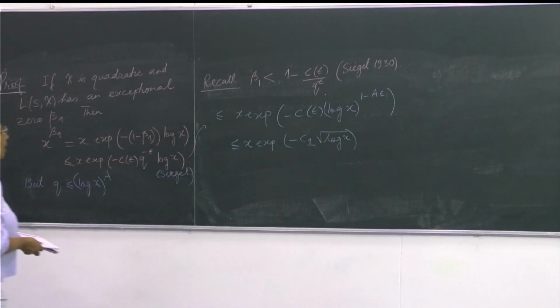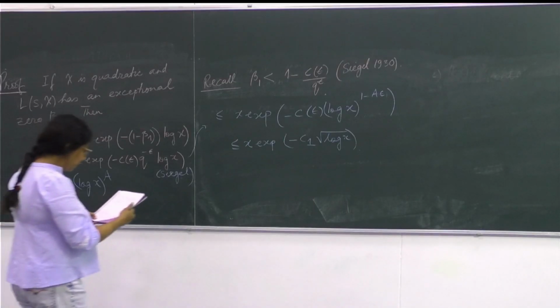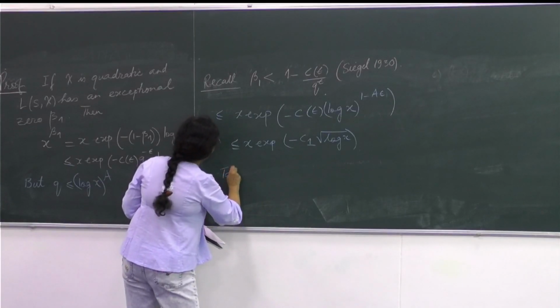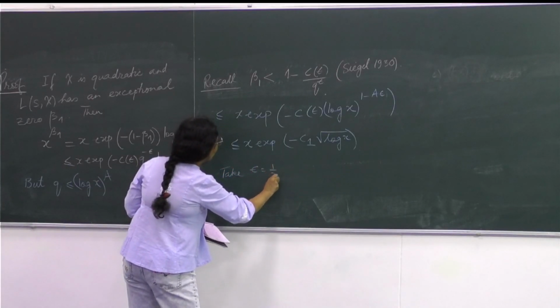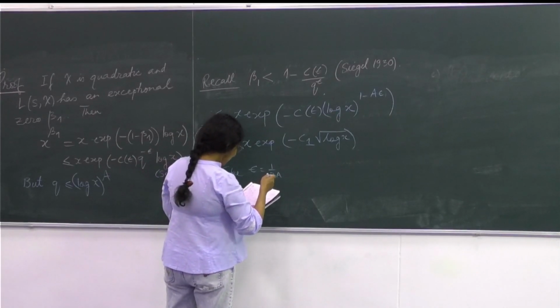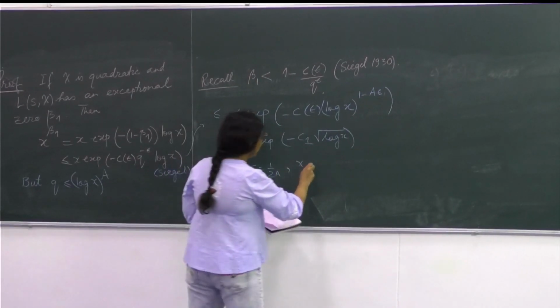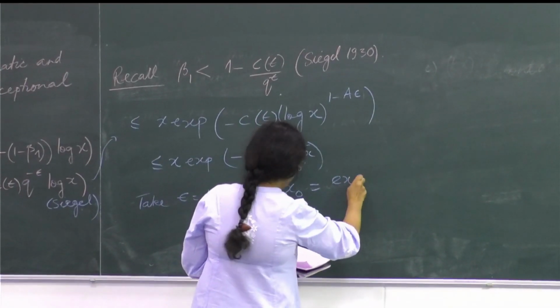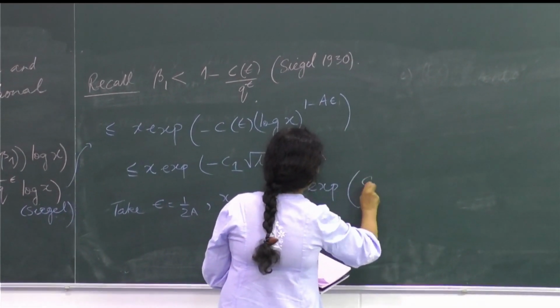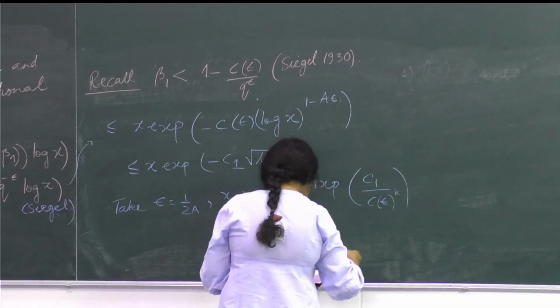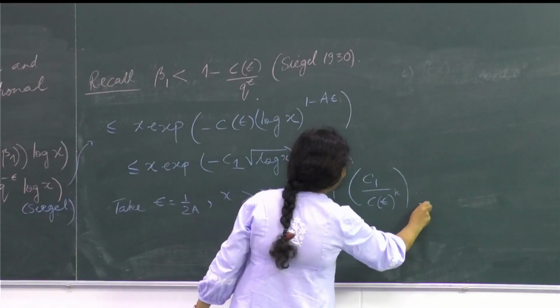Okay. So for every epsilon, I can do this. So I take epsilon to be equal to 1 by 2A, and x to be greater than or equal to x0, which is the x0 of C1 and c epsilon to some power. Okay, and then we are done.